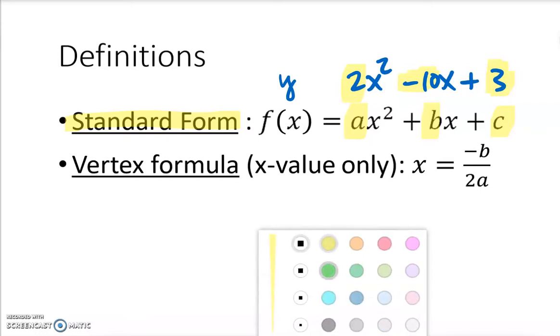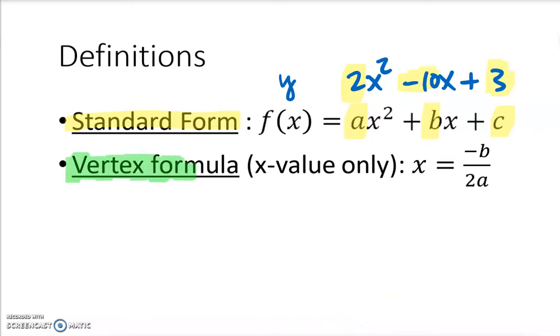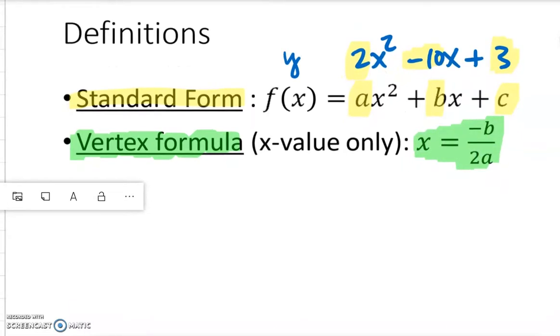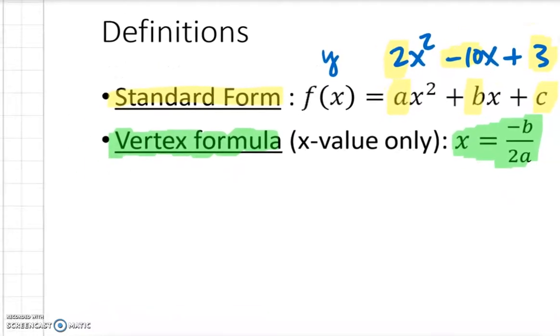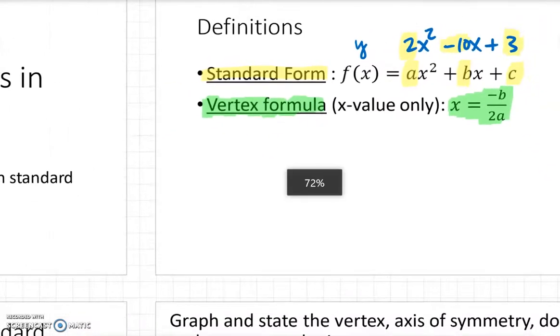Next is the vertex formula, which we're going to use quite often. You should definitely memorize this, which is x equals negative b over 2a. This little formula will give us the x value of the vertex.